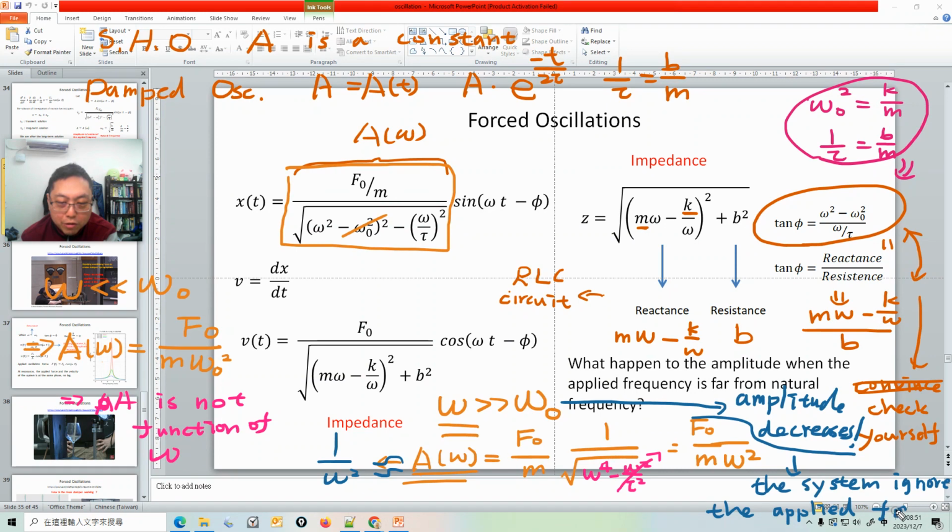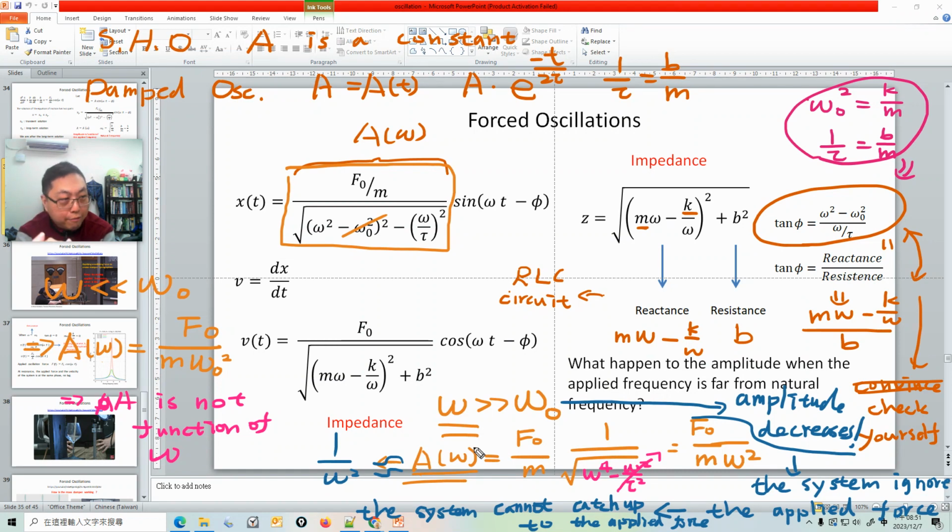Yeah, that's very strange. You apply a very high frequency, but the system just ignores you. Or you can think maybe the system just cannot catch up with the applied force. Okay, so that's very important. This is a very important conclusion.